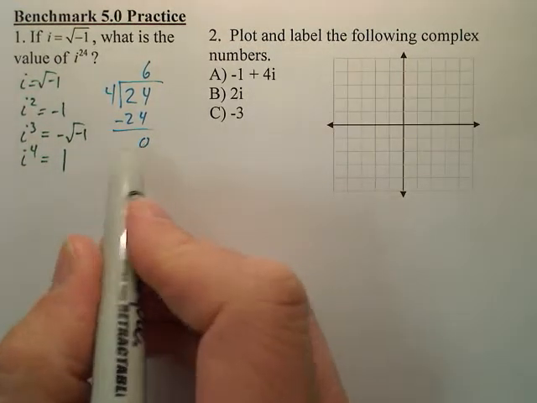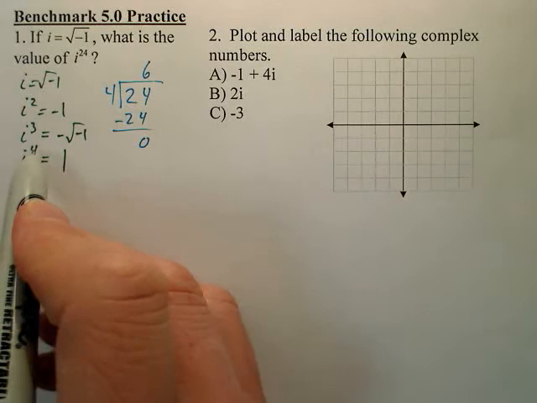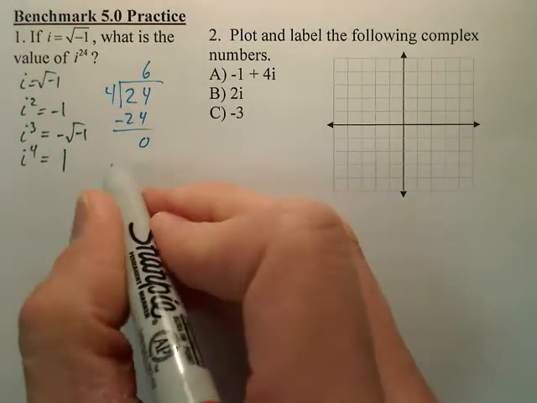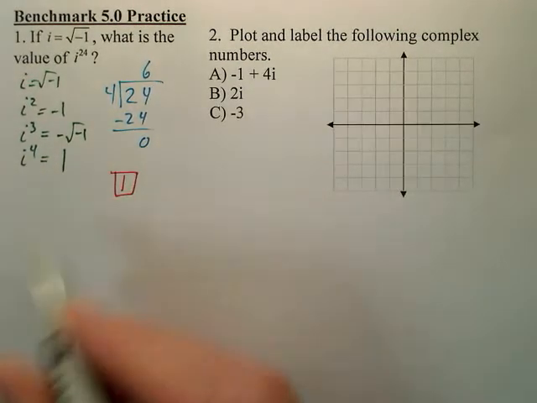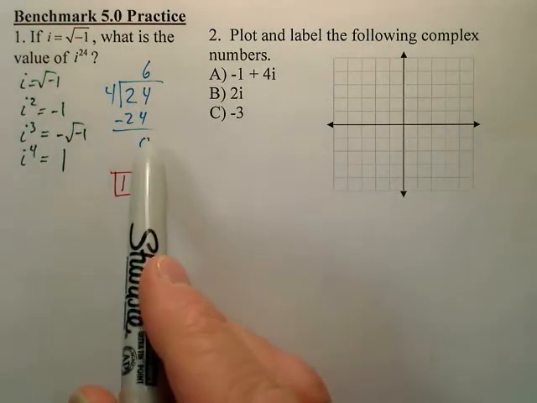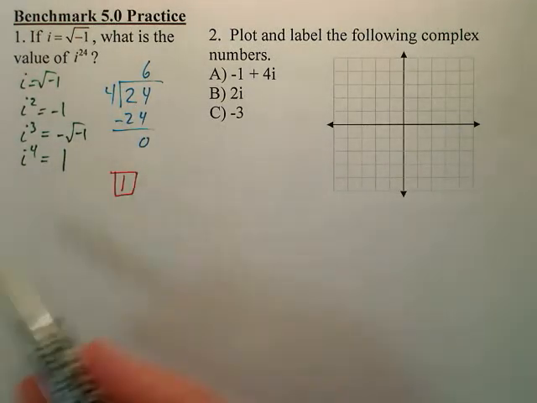You cannot have a remainder of 4 when you divide by 4, so actually your answer is 1. The answer is 1, because you have no remainder, so i to the 4th has no remainder, because when you divide by 4, you have no remainder.